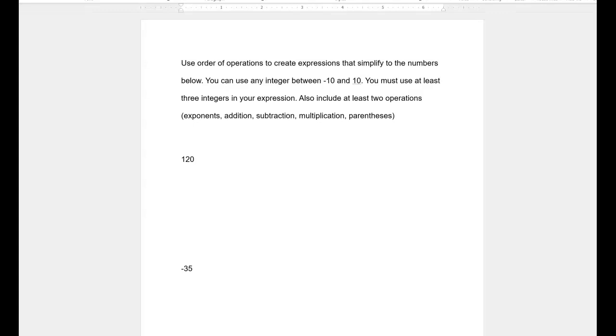For this video, we are going to be practicing creating expressions in order to reach a certain value when we simplify. In this case, we must include at least 3 integers, and we must include at least 2 operations. And I've got the operations that are included in that. All right, so the first one here is 120.